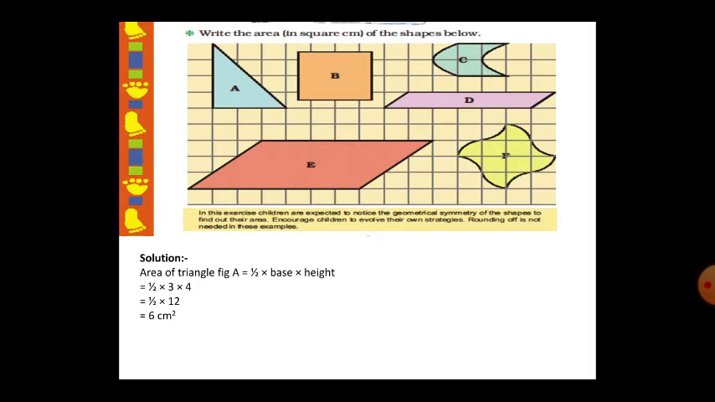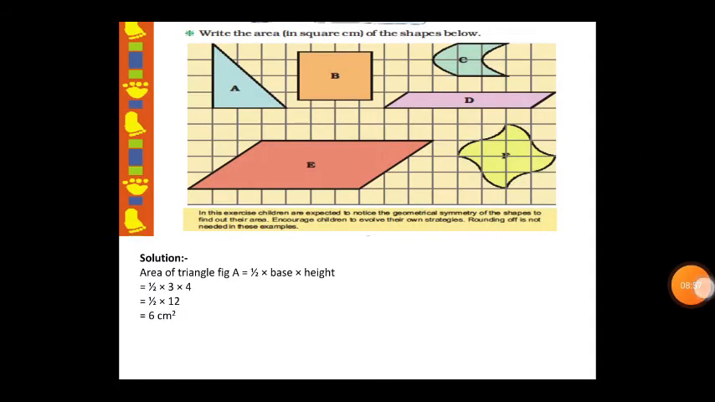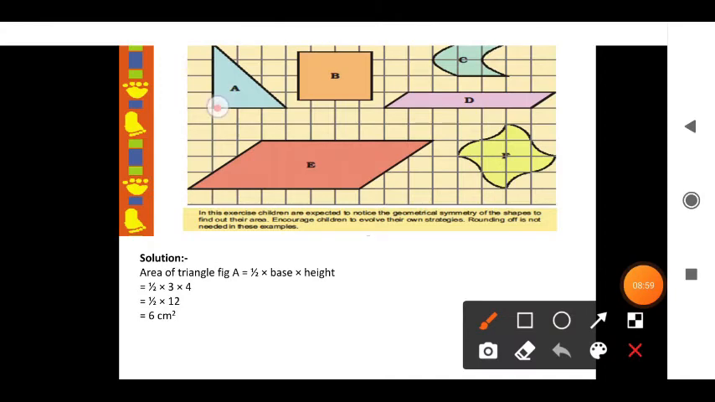See here, first figure A is a triangle. Area of triangle figure A equals, you know the formula to find the area of a triangle? Half into base into height. The base is here, this one you call the base. How many squares are there? 1, 2, 3. There are 3 squares, so base is 3. And this one you call the height. How many squares are there here? 1, 2, 3, 4. So the height is 4, base is 3.